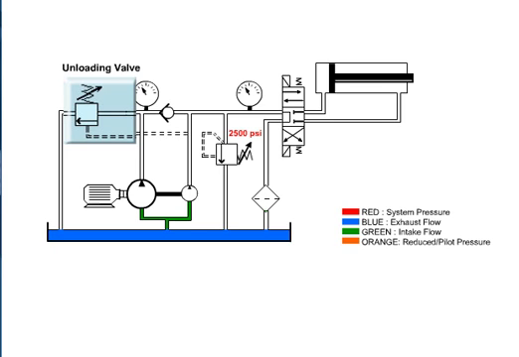First, the unloading valve. This valve has been set at 500 psi. When the system pressure reaches 500 psi, this valve will open and allow the flow from the high-volume pump to go back to the tank at minimal pressure.